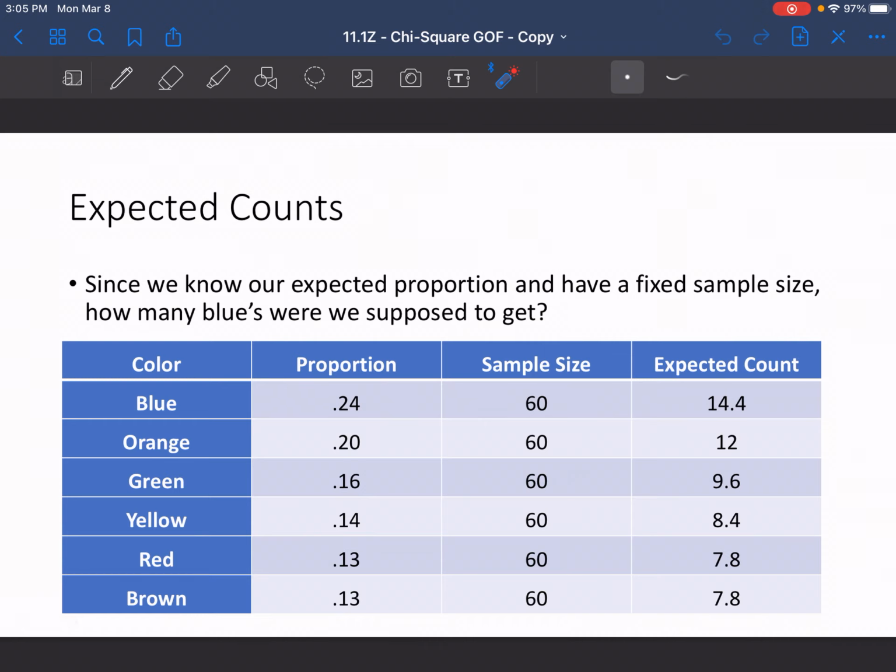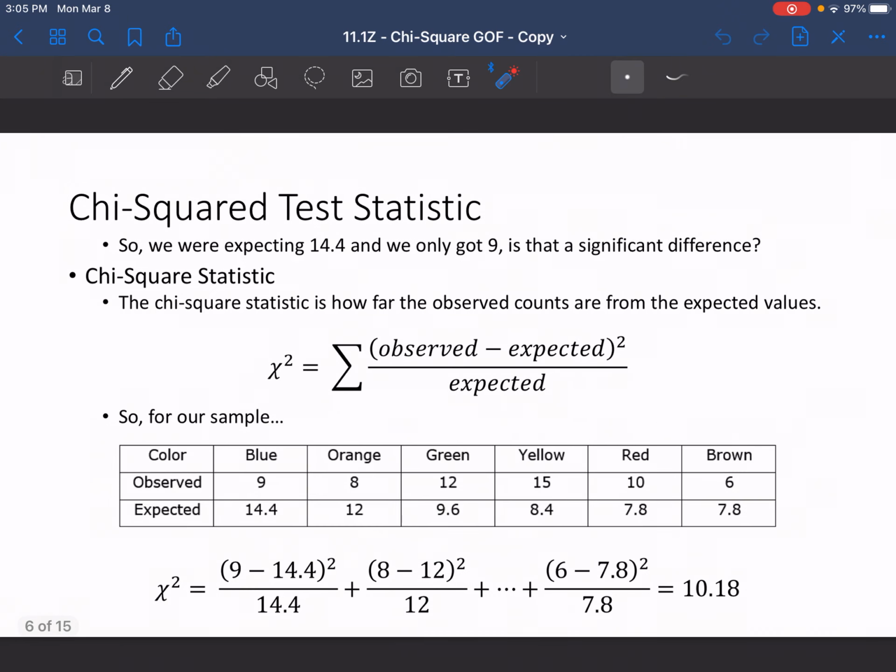So since we know the expected proportion of candies and have a fixed sample size of 60, how many blues were we supposed to get? Well, because our proportion was 24% and we had a sample size of 60, we would just take 60 times 0.24, and that gives us an expected count of 14.4. We were expected to have 12 orange candies based on their proportion of 20%, and so on and so forth. So we were expected to have 9.6 green candies, 8.4 yellow candies, 7.8 red candies, and 7.8 brown candies. So this was our expected count of candies based on the proportion that the company actually gives.